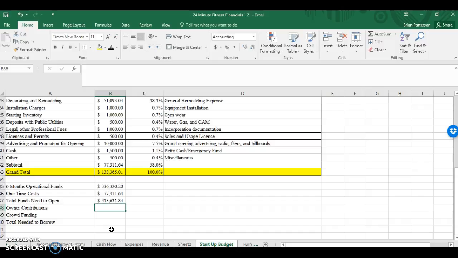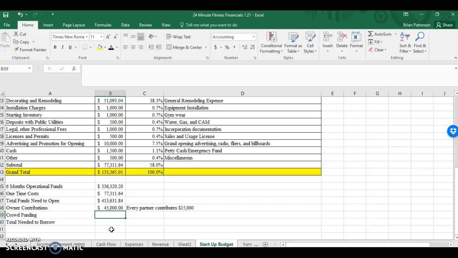I want contributions. We're just going to write $45,000. I'm going to say every partner contributes $15,000.